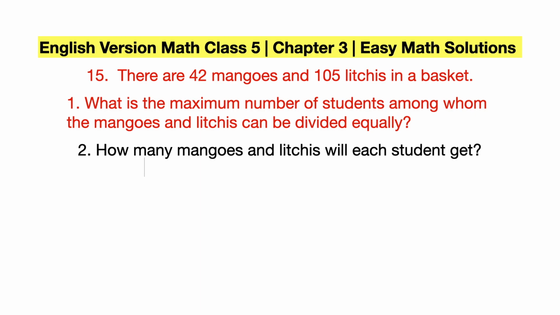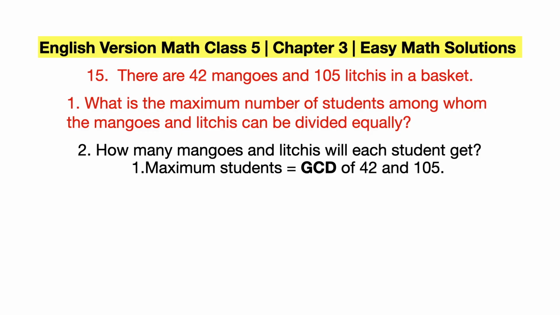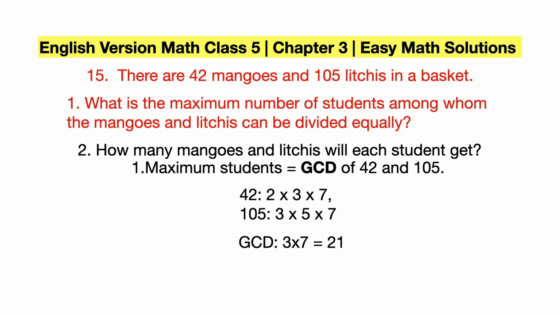Let's see. For the maximum number of students, we find the GCD of 42 and 105. 2 into 3 into 7 equals 42, and 3 into 5 into 7 equals 105. Then the GCD is 3 and 7, because 3 and 7 are common to both. That means 3 into 7 equals 21 students.